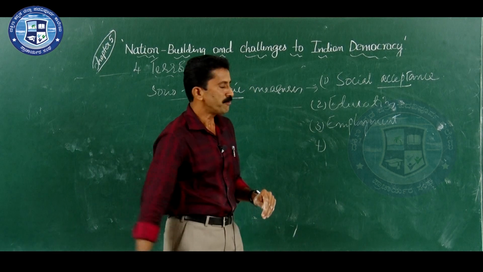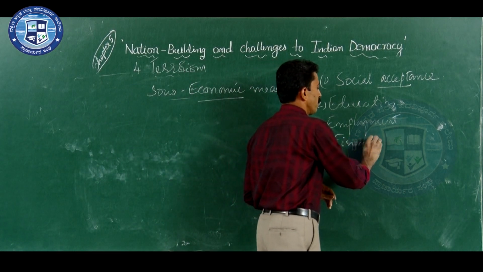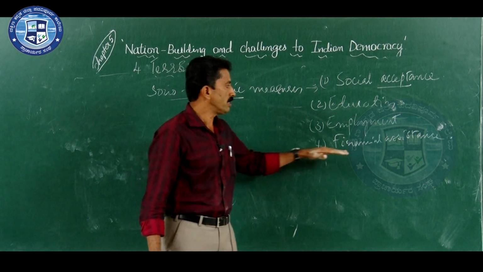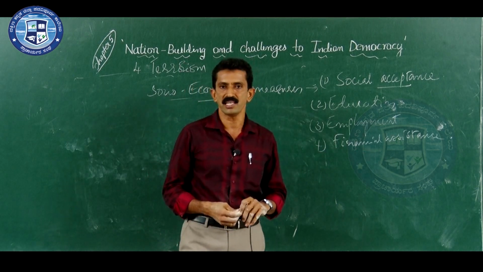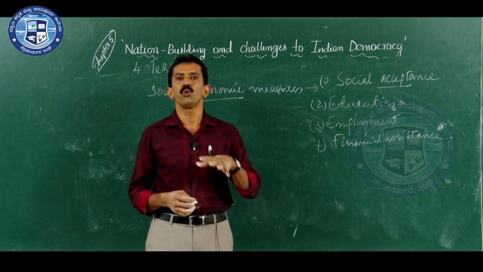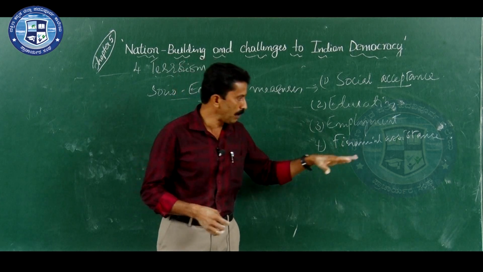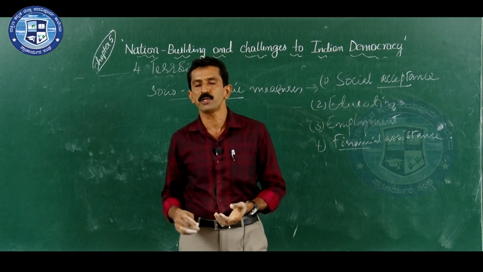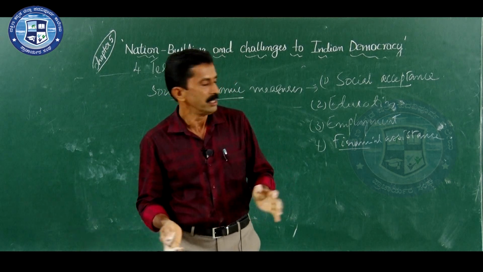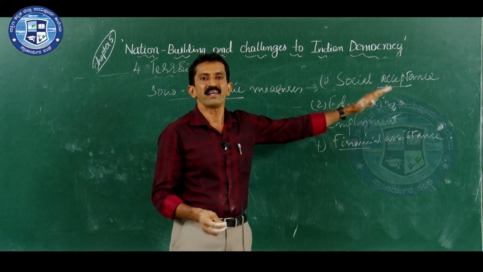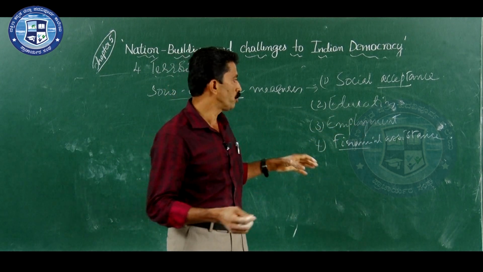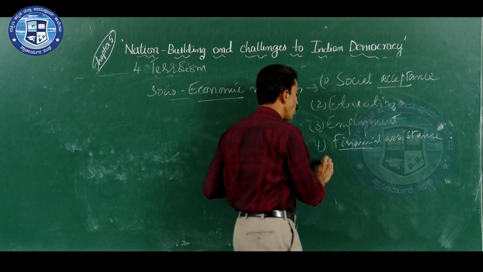Then the fourth one, financial assistance. The people should be provided financial assistance through banks or financial institutions in order to establish their own employment opportunities or any kind of businesses. Thereby they can be prevented from becoming a terrorist. When the people have employment opportunities, the terrorists cannot easily make them become members of a terrorist organization.